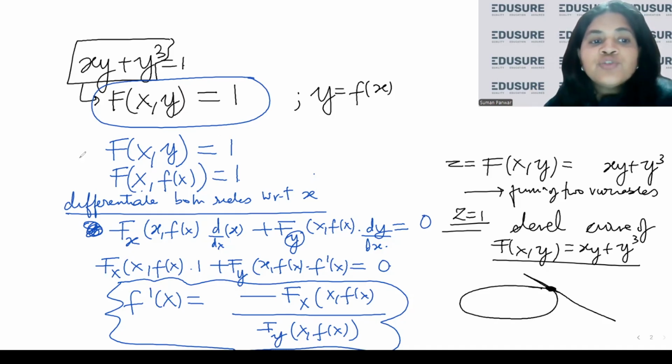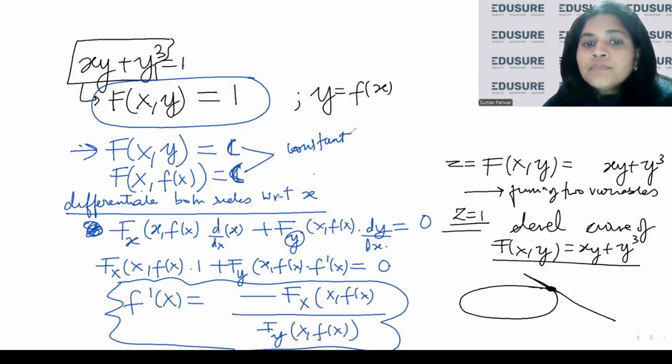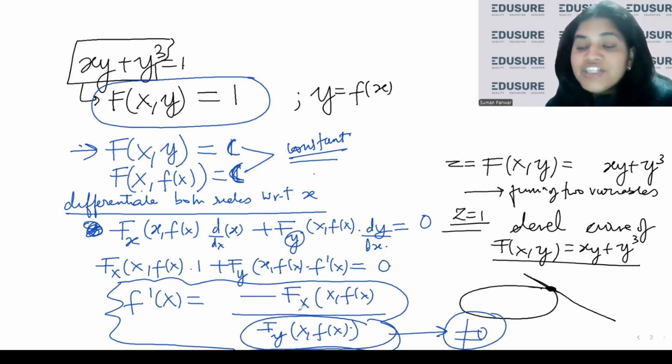So we can generally assume the curve to be of the type f(x,y) equals c, which is a level curve where c is a constant. So this becomes my formula. Obviously, the underlying assumption is that the partial derivative of f with respect to y cannot be 0. Now let us look at this particular example from this point of view.